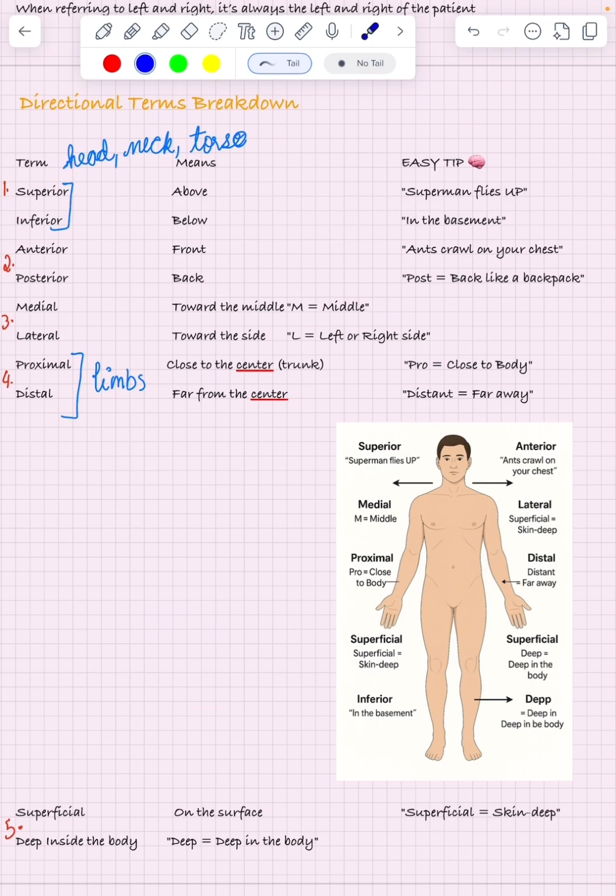Next one is proximal and distal. We use proximal and distal when we talk about our limbs. Limbs means our arms and our legs. So proximal means closer to the center, that is our trunk, and distal means farther away from the center. The example of proximal is that our knee is proximal to the ankle, means our knee is closer to the center, that's our trunk, than the ankle. The example of distal is that our toes are distal to the ankle, which means our toes are farther away from our trunk than the ankle.